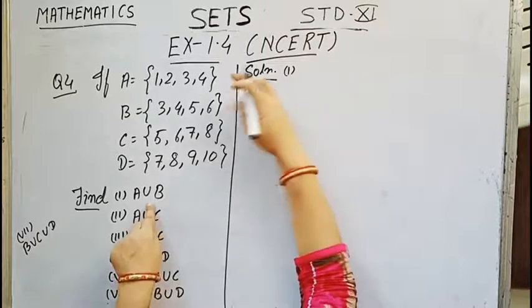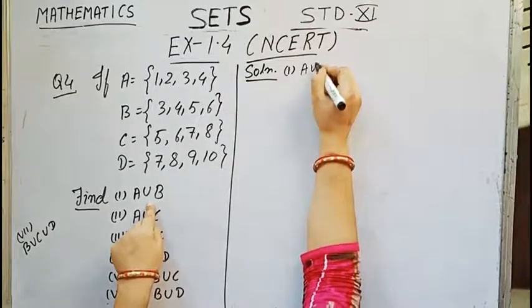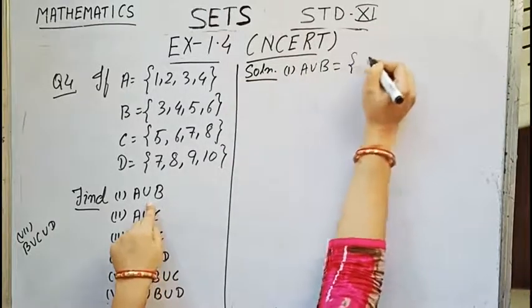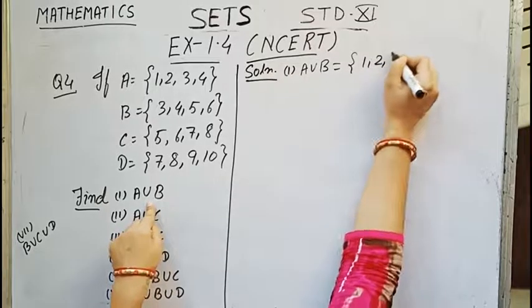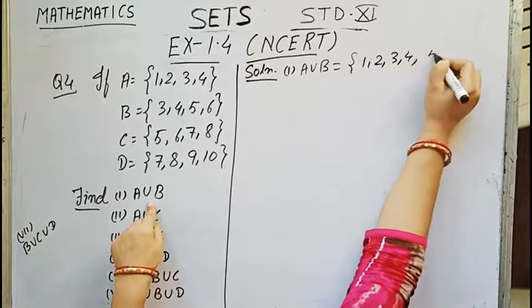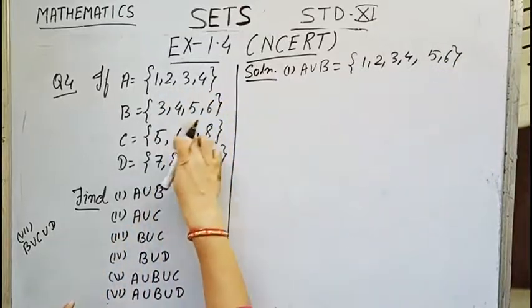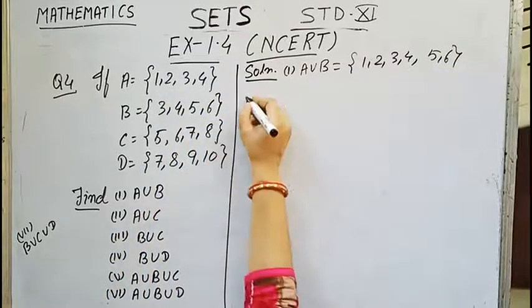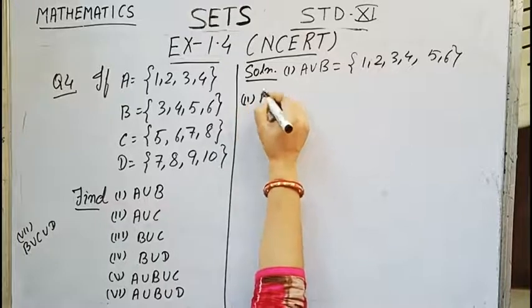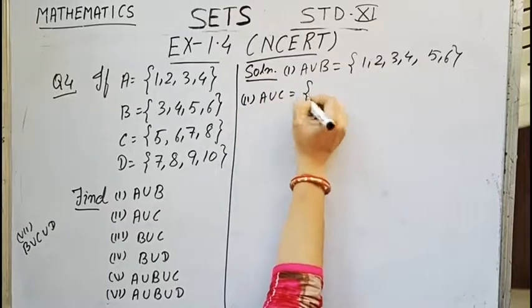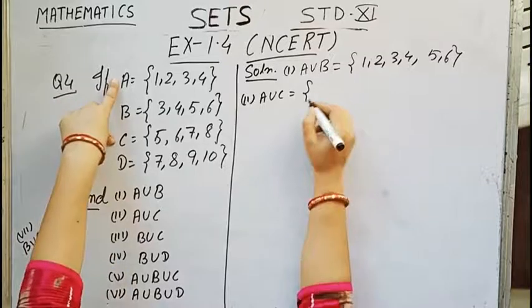A union B, I am writing directly over here. A union B equals 1, 2, 3, 4, 5 and 6. 1, 2, 3, 4. 3, 4 is common. Remaining 5, 6. Number 2. A union C equals these two.